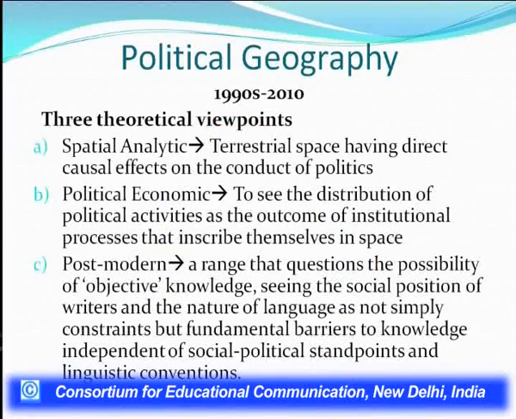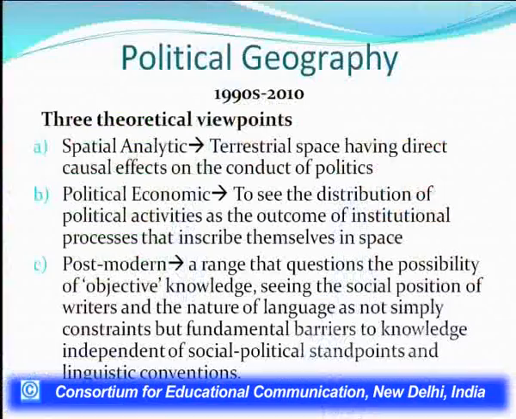Since the 1990s till 2010, three theoretical viewpoints have become very important in political geography. They are basically spatial analytic, which argues that space or terrestrial space has direct causal effects on the conduct of politics. So still falling in the environmental deterministic mold, they argue that the hard land surface or space in which human beings live has a very important effect on the conduct of politics. So all politics, according to them, is conditioned by the influence of geography. Politics has a deep imprint of geography.